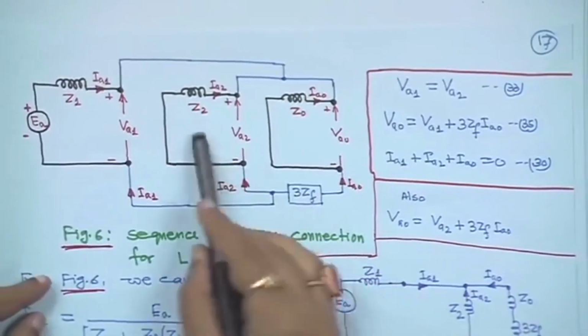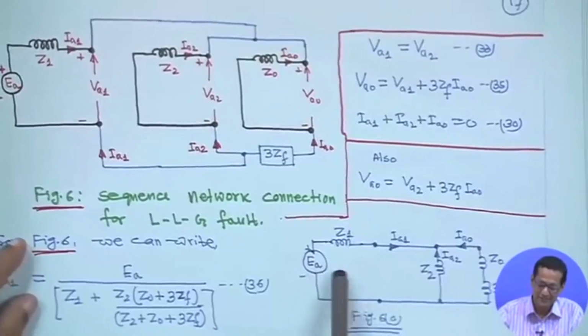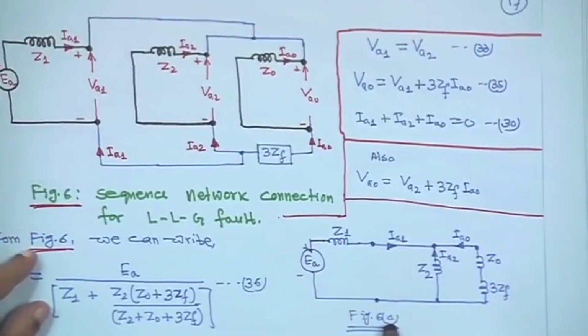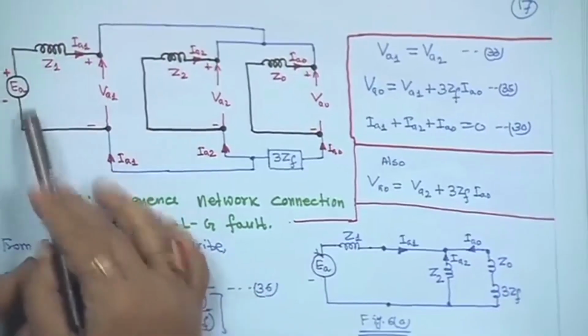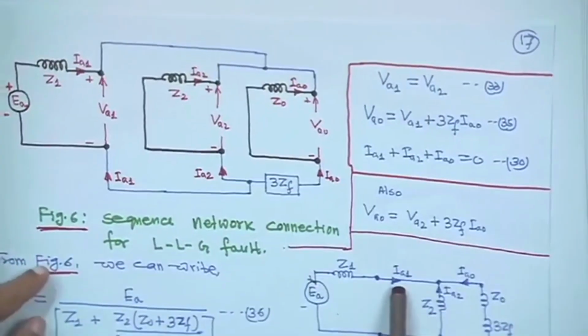Now, if you make this circuit equivalent, suppose this is for you only, I have made it figure 6a. This is figure 6, this is EA and this is Z1. So this current is going I1.